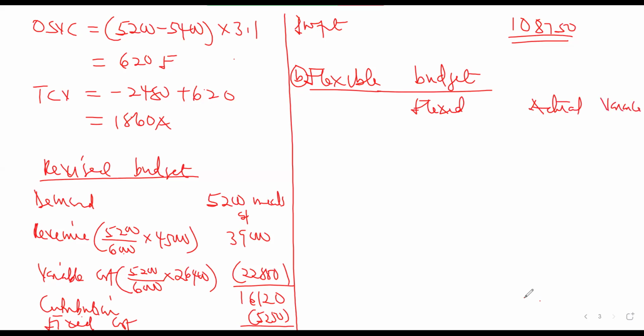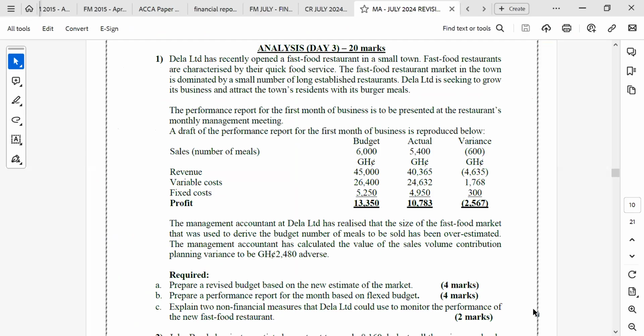You budgeted for 6,000. Now they have sold 5,400. Can you compare the result for 6,000 to 5,400? Can you compare these two results? No. So what do you have to do? You have to make sure that they all have the same basis of comparison, isn't it? So you have to bring your budget to the actual level.